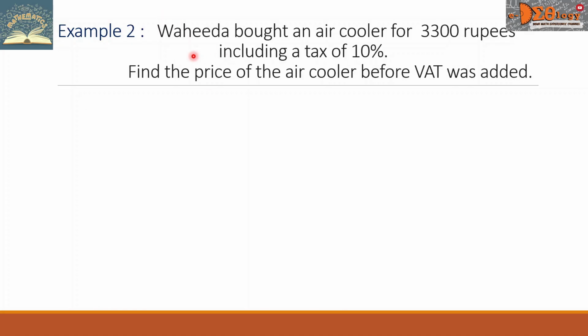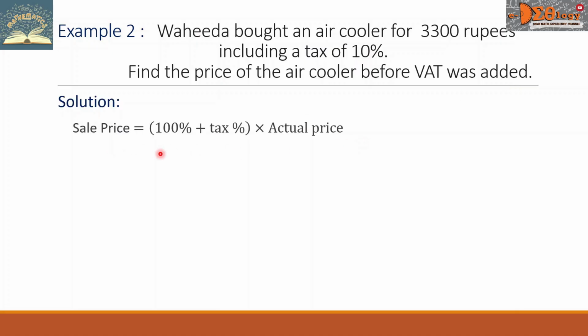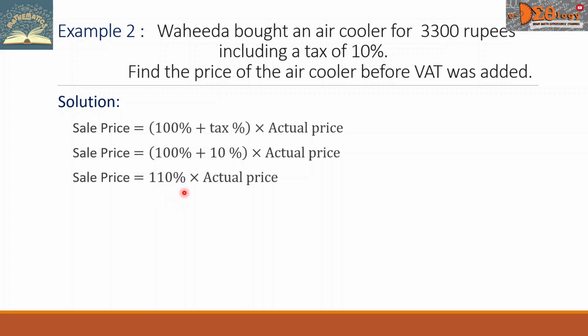Example 2. Wahida bought an air cooler for 3,300 rupees, including a tax of 10%. Find the price of the air cooler before VAT was added. Remember that we have this formula that the sale price equals the sum of 100% plus the tax percent, then multiply by the actual price. The tax percent is 10%, then we add 100% and 10%, it becomes 110%.